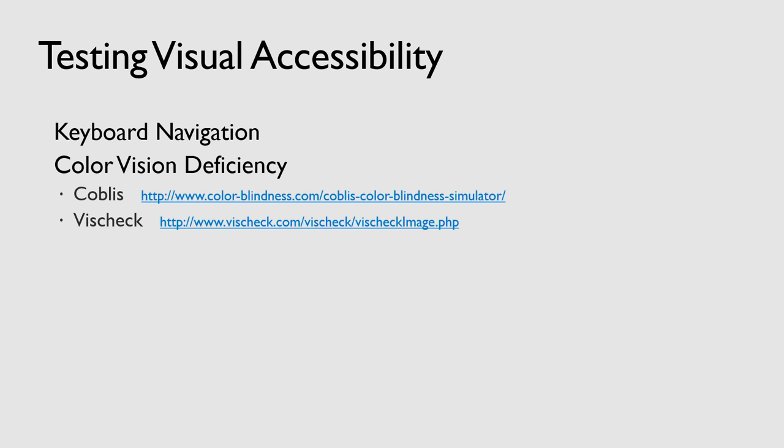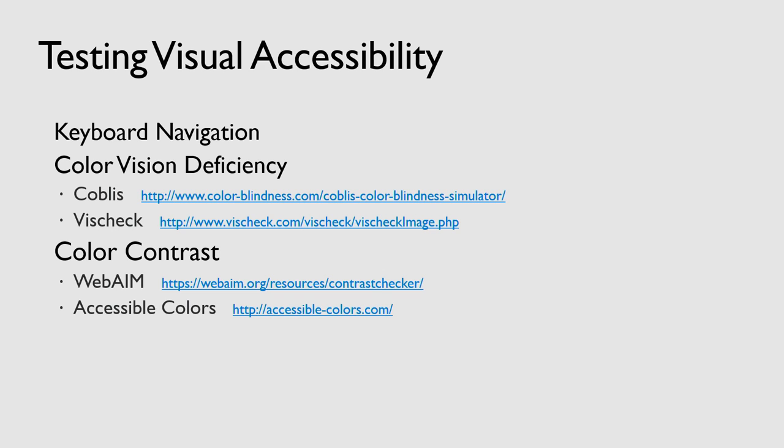The second is that you can test color vision deficiency. I showed you I have a browser add-in, but there are also websites like Coblis, color-blindness.com, that you can take a screenshot of your report and upload it and it has little buttons for you to try all the different types of color blindness. VizCheck is another one, they're both fine.